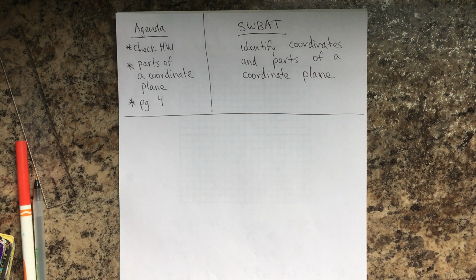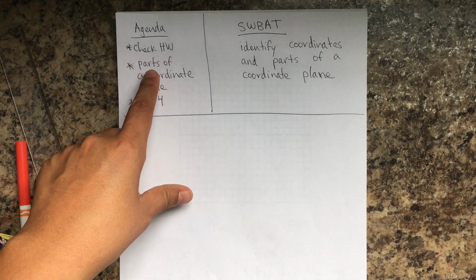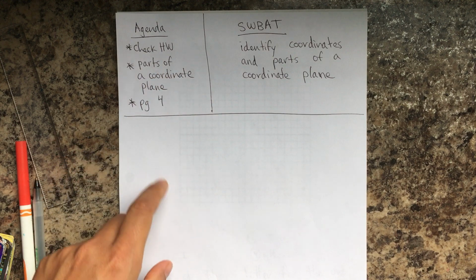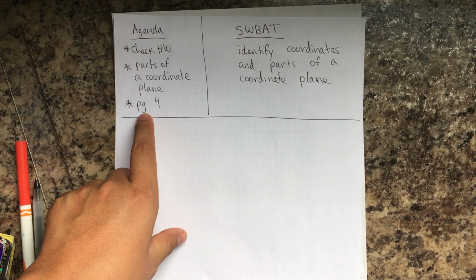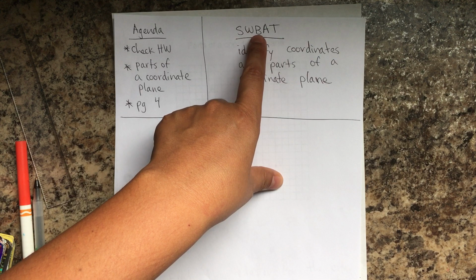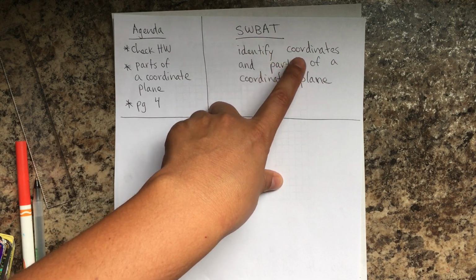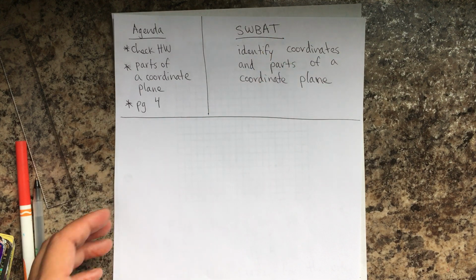Hello students, today's agenda is to check homework. We're going to learn about parts of a coordinate plane and you will be able to work on page 4. Today's students will be able to identify coordinates and parts of a coordinate plane.